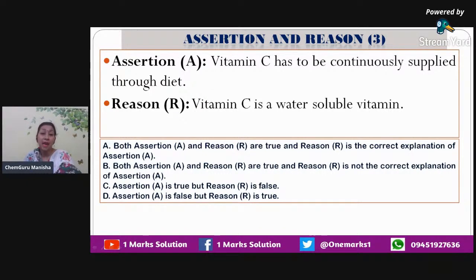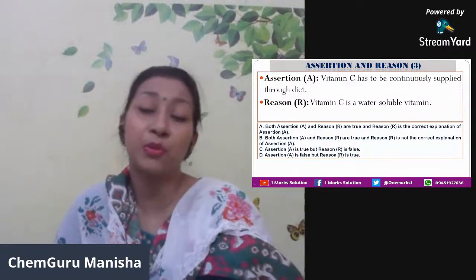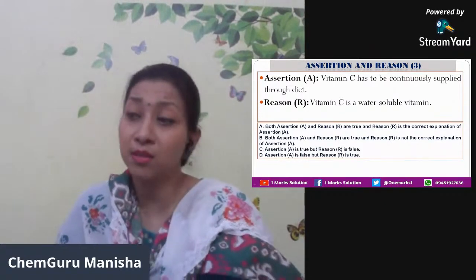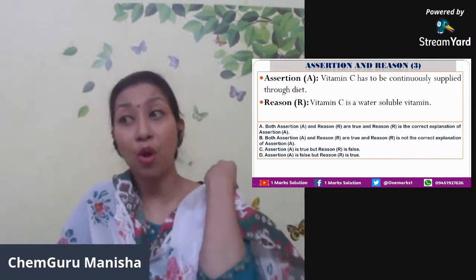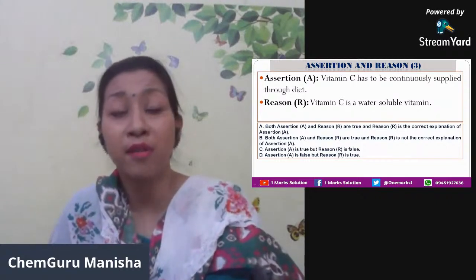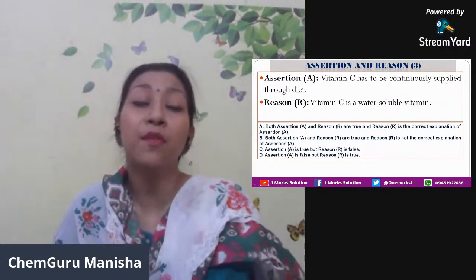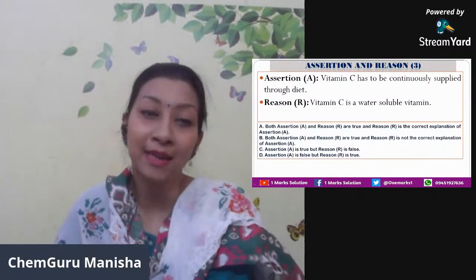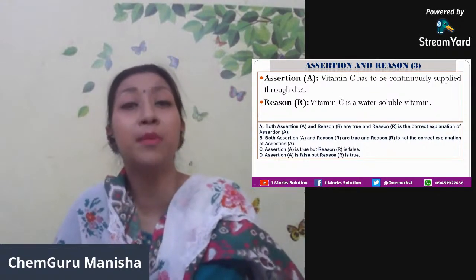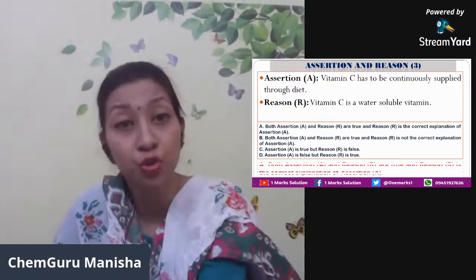B complex के capsules दिए जाते हैं, vitamin C के capsules दिए जाते हैं, vitamin C बोला जाता है externally आप लेते रहिए. गर्मी बहुत है तो आप नींबू पानी, orange juice ये सब आप पीते रहिए. So vitamin C has to be continuously supplied. That is true. And reason says vitamin C is a water soluble vitamin, which is also true.